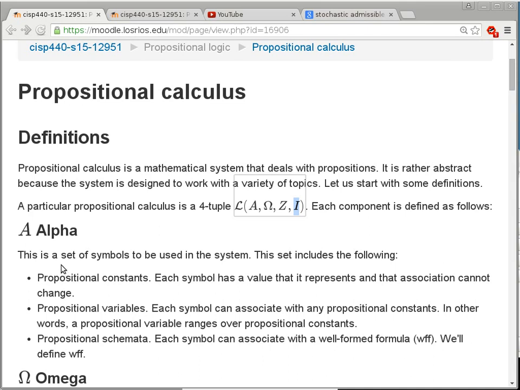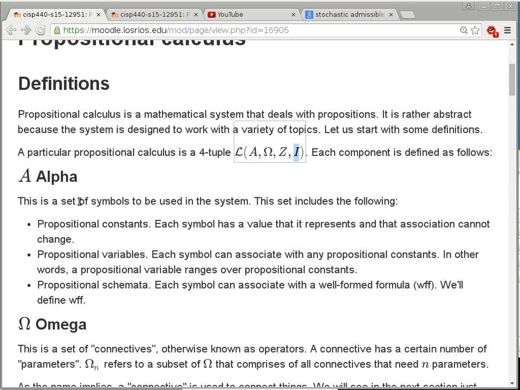Okay, so we'll start with alpha. Alpha is a set of symbols to be used in a system, and this set includes the following. It includes constants. Okay, I'm skipping the word propositional because it is there with all the terms anyway. So I'm just going to focus in on constant here. So a constant is basically a symbol that has a value that it represents, but that association cannot change.